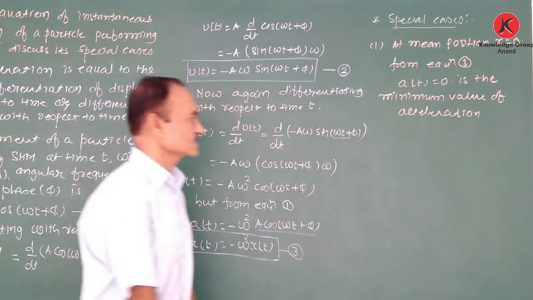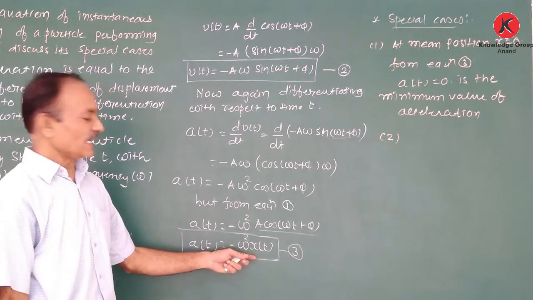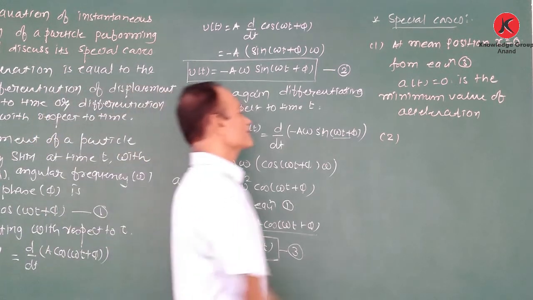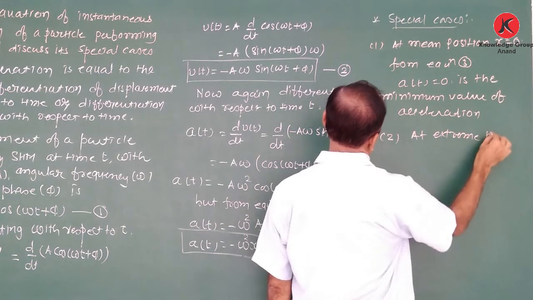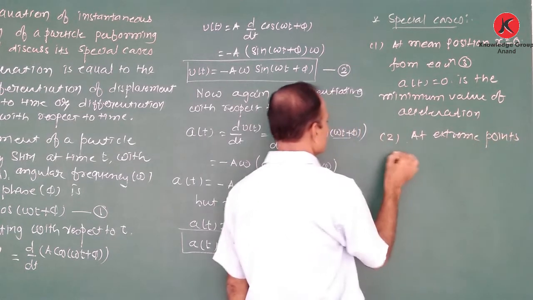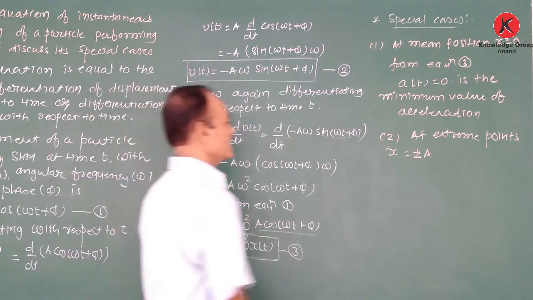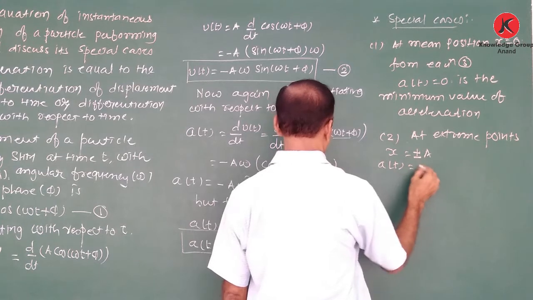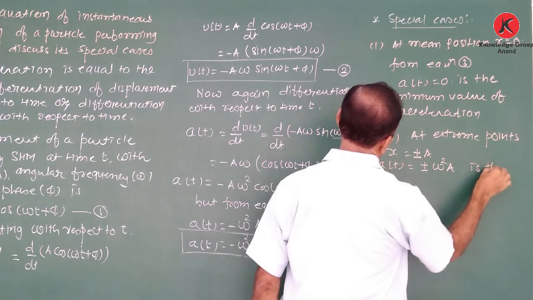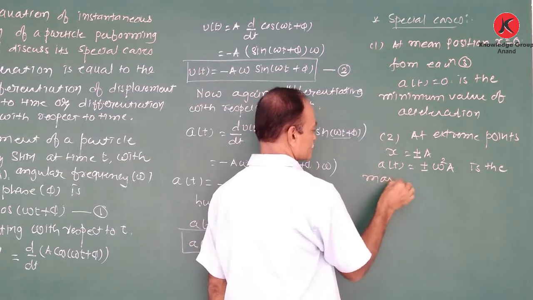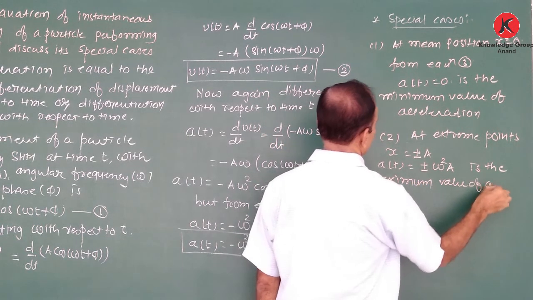Minimum value of acceleration. Now the second, if we substitute x is equal to plus or minus a at the extreme point, that means x is equal to plus or minus a. So the equation becomes a is equal to plus or minus omega square a, which is the maximum acceleration. Maximum value of acceleration.